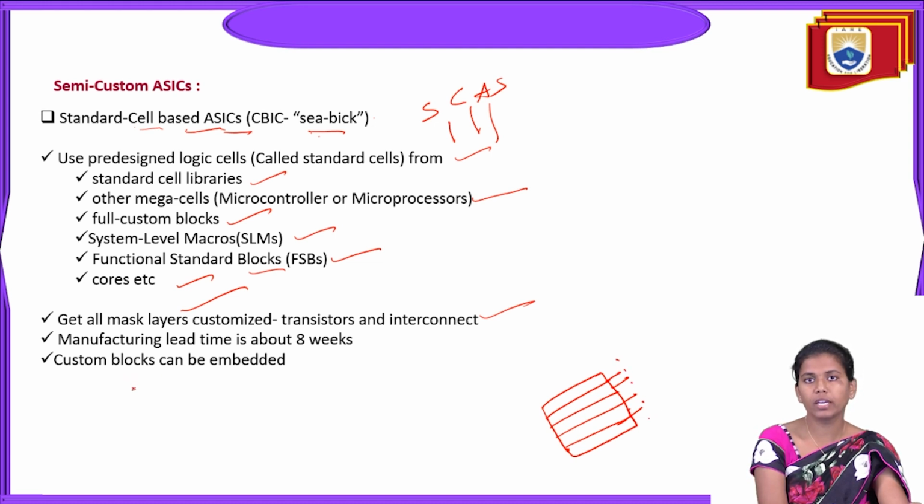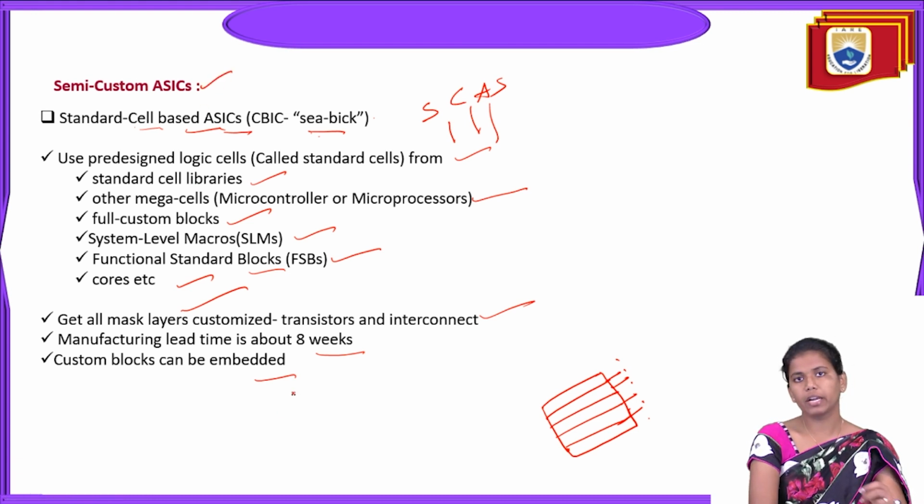And then the manufacturing lead time is about 8 weeks. So in order to manufacture a particular product with the help of semi-custom ASICs, it takes about 8 weeks, and then custom blocks can be embedded. The custom blocks with respect to the semi-custom ASICs can be embedded later.